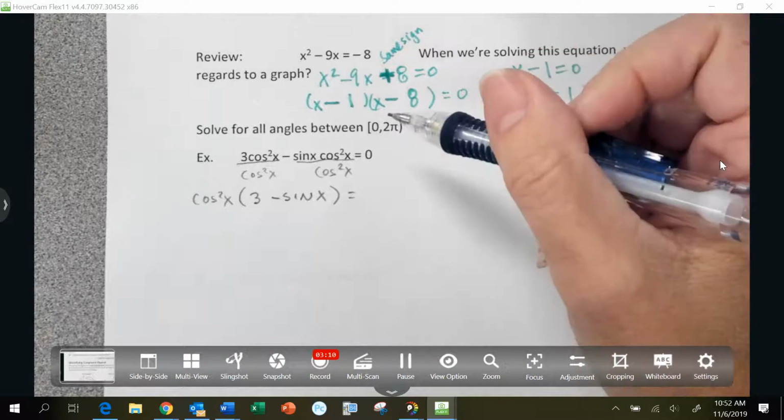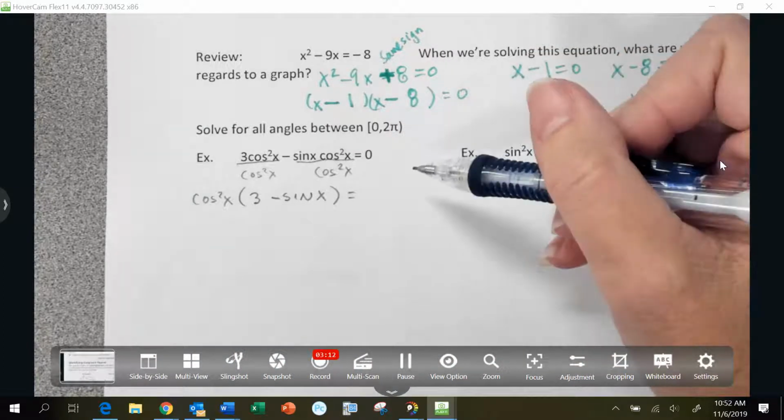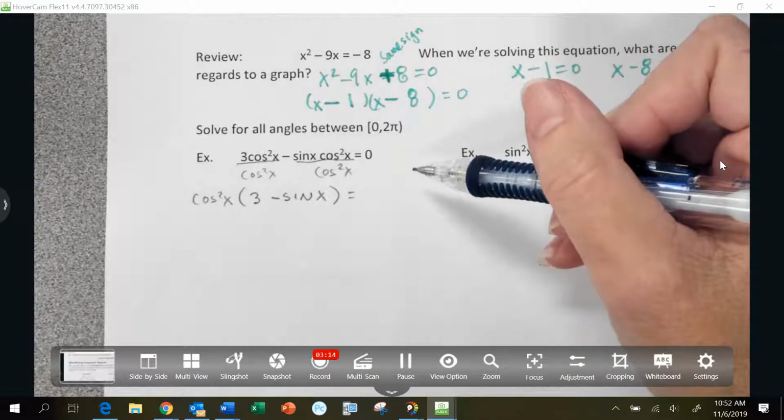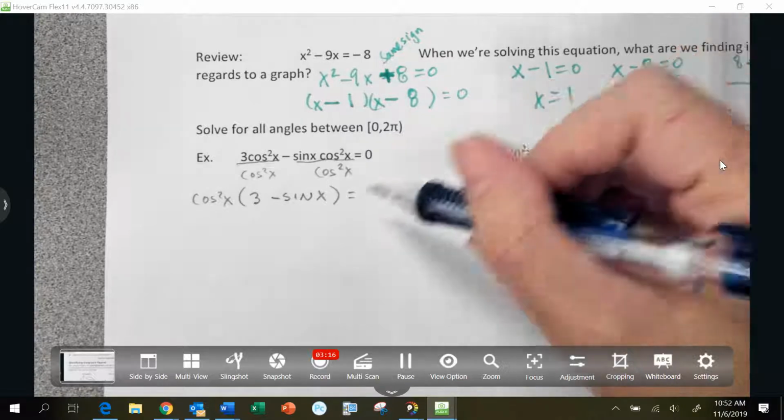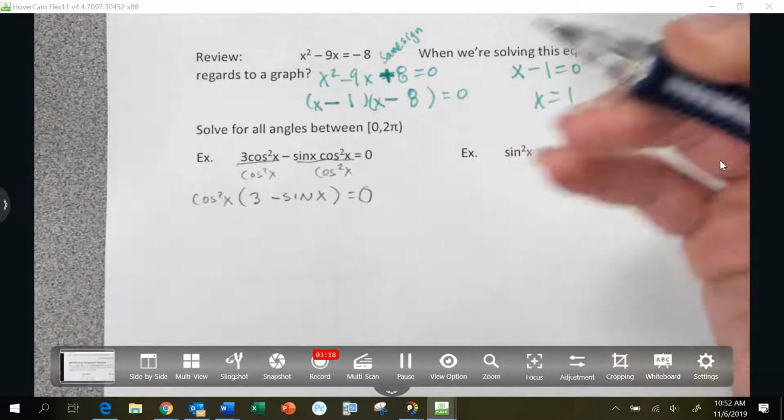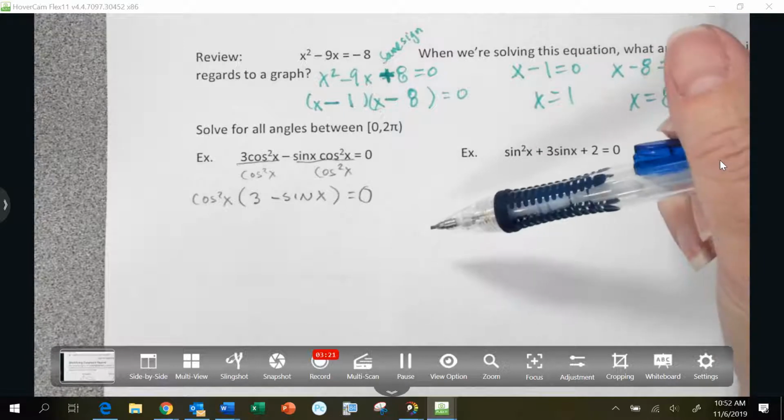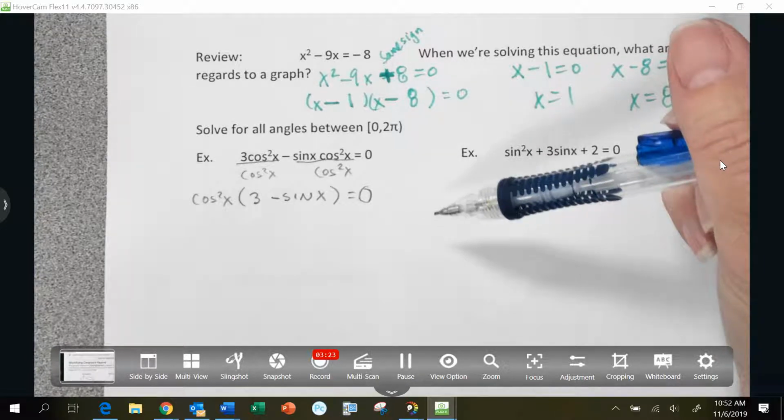Okay, so we factor that out. So one thing I forgot to remind you about because it was already done, what is our first step of factoring? Has to be equal to 0, and I saw it was already done, and I just forgot to remind you. If it's not equal to 0, we need to make it equal to 0. Okay?